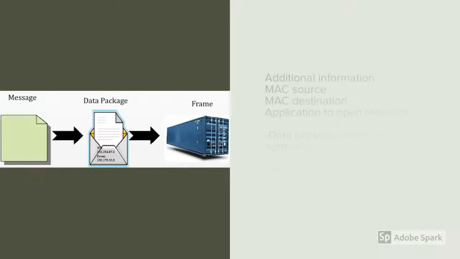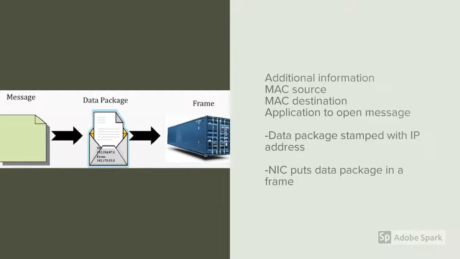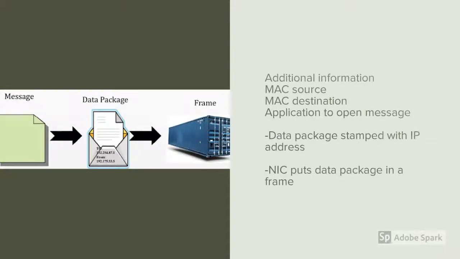Let's say you write an email. This email message, after going through the application, internet, and transport layer, comes to the network layer. On its journey through the layers, encapsulation has taken place to this message, with lots of additional information having been added, such as the MAC source and MAC destination addresses. The message and additional information has been broken up and is placed into lots of data packages, something similar to an envelope. This envelope has then been stamped with the destination IP address.